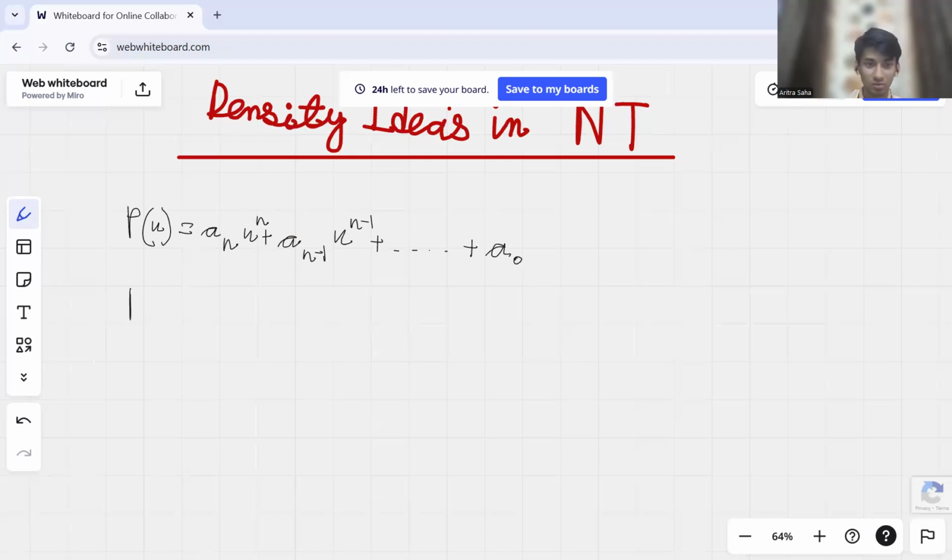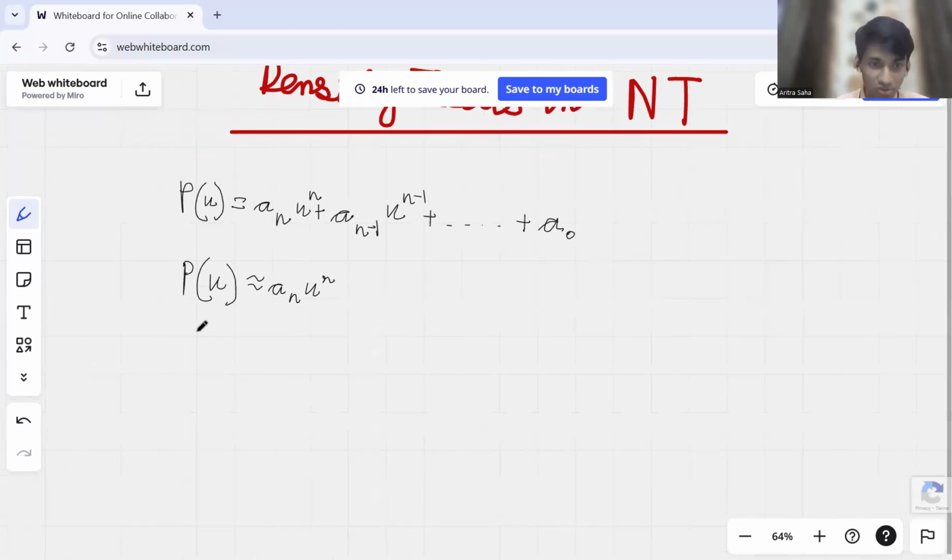Okay. See, when you take x very, very large, p of x is kind of like a_n x to the power n. The other terms, because the power of x is less, don't matter much when we go to a much bigger x. So this is kind of the density idea. We don't look at the whole thing. We look at how much growth rate it has basically.